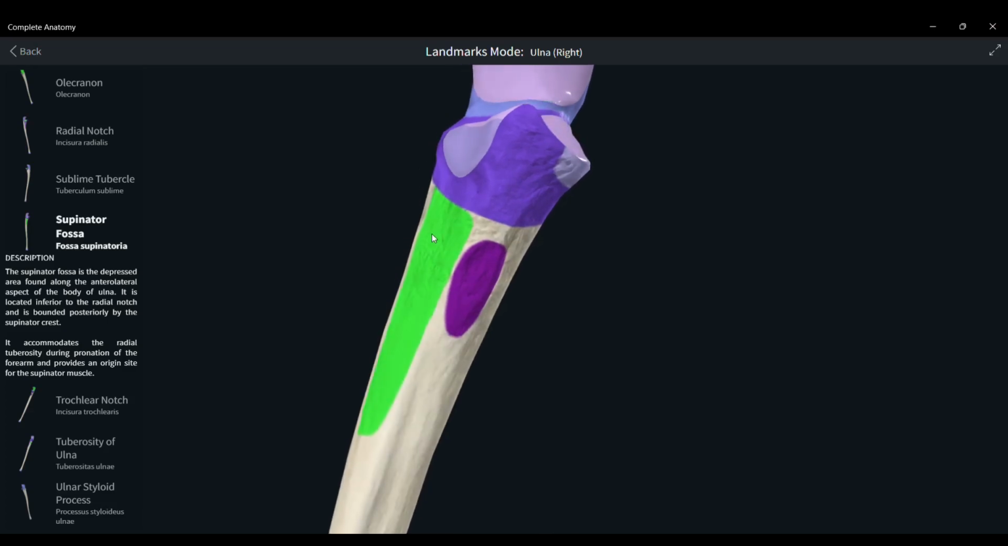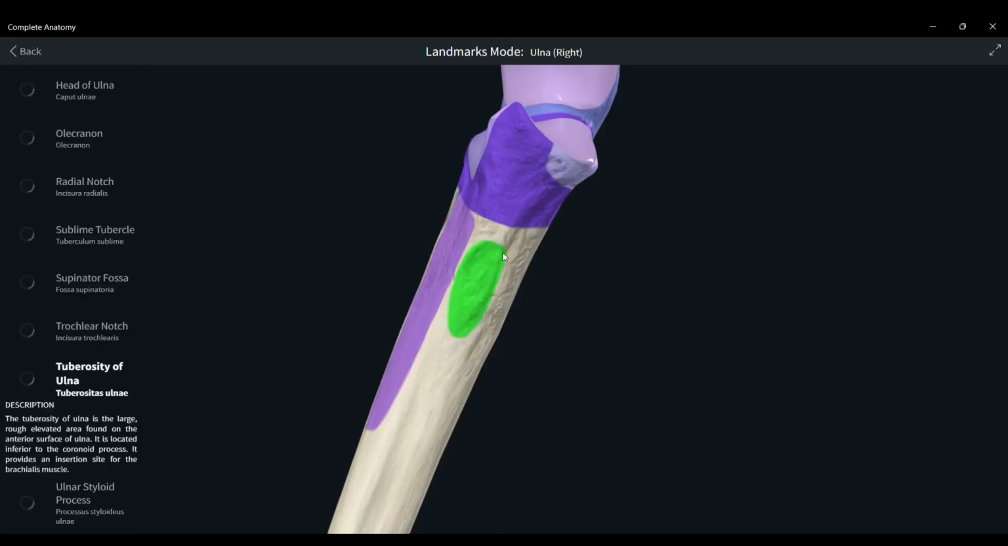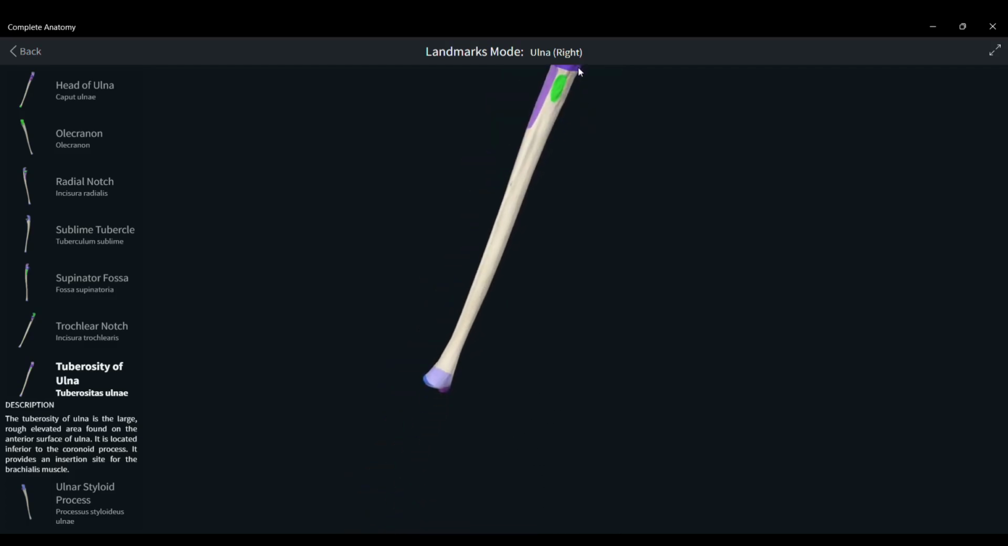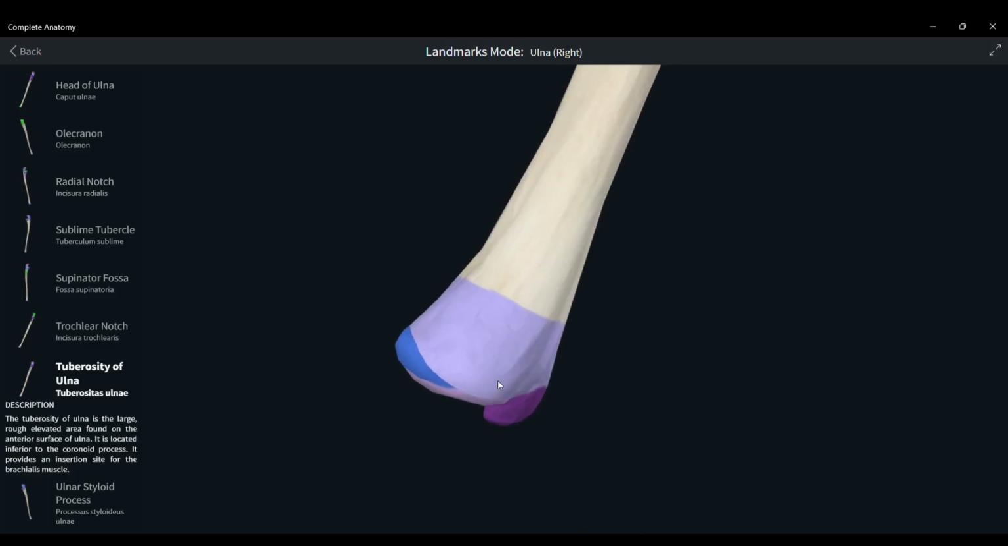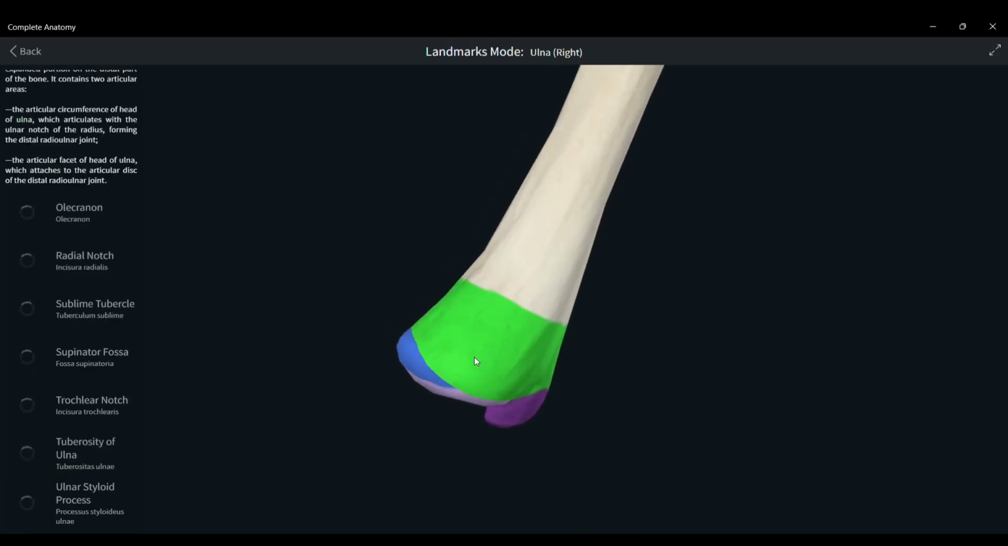Slightly further down, on the anterior surface of the proximal third, lies a large rough area, the tuberositas ulnae. Here the tendon of the brachialis muscle attaches, transmitting the force of elbow flexion into the ulna. Moving down along the shaft, we eventually reach the distal pole. Here appears a small, rounded articular end, the caput ulnae.